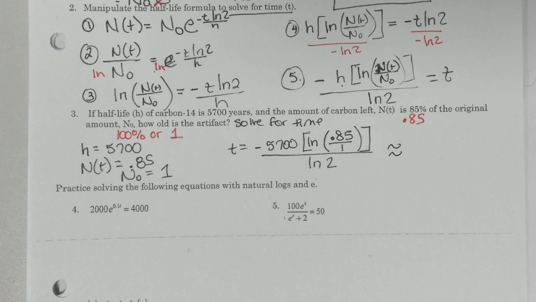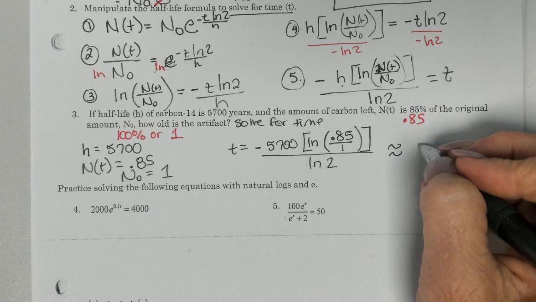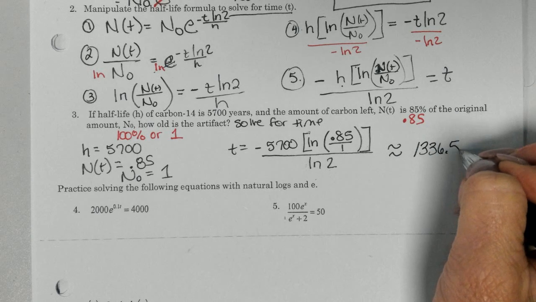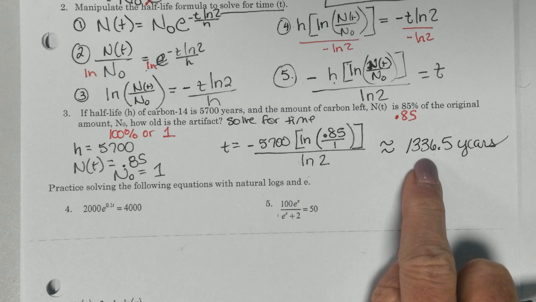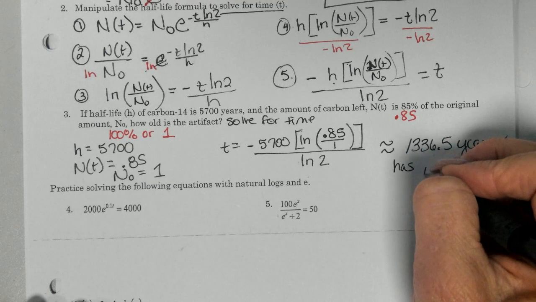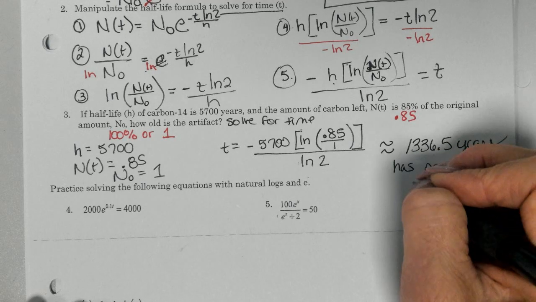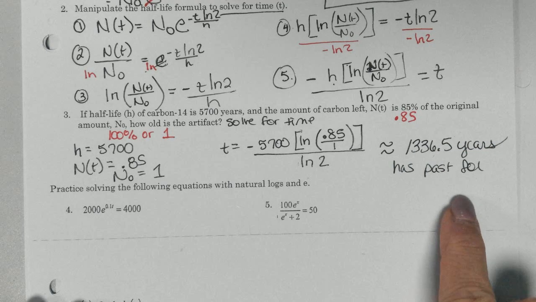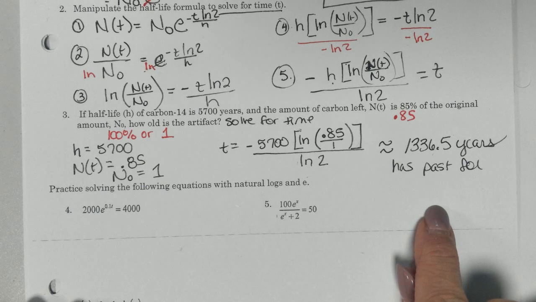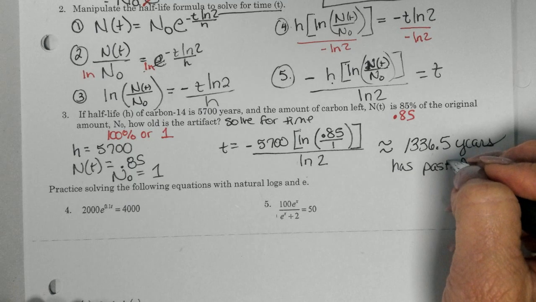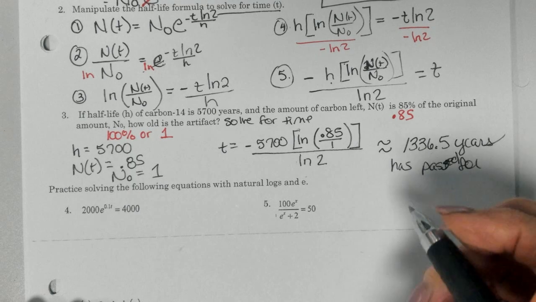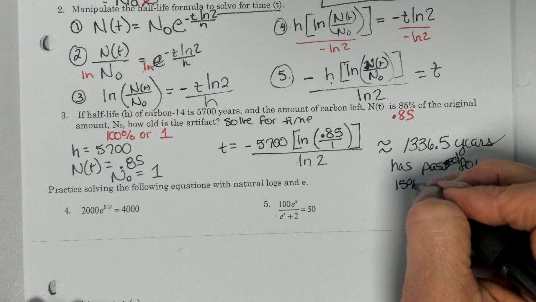What did y'all get for your answer rounded to the nearest tenth place? 1,356.5. Yes, ma'am. So it's going to be over 1,300 years has gone by, has passed for 15% to decay. Is it P-A-S-S-E-D? It is, isn't it? Okay. I was being lazy. I really wanted to make it shorter.